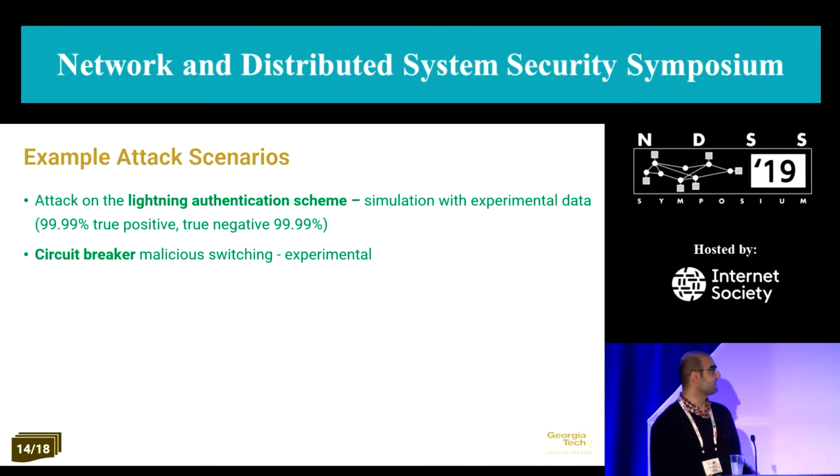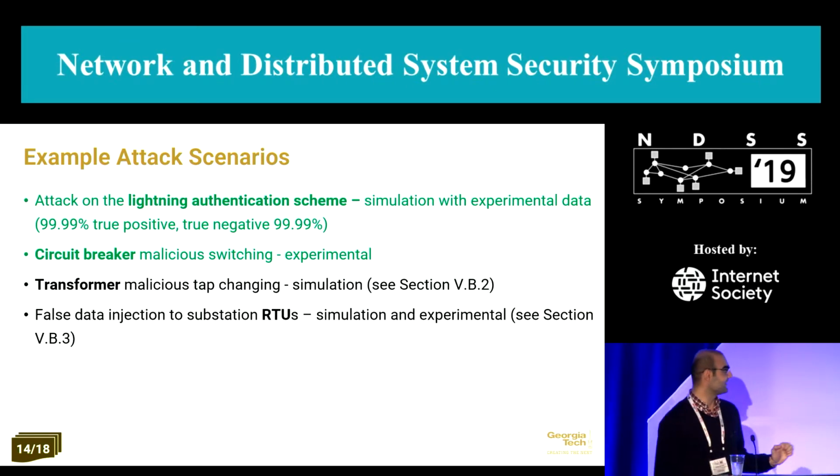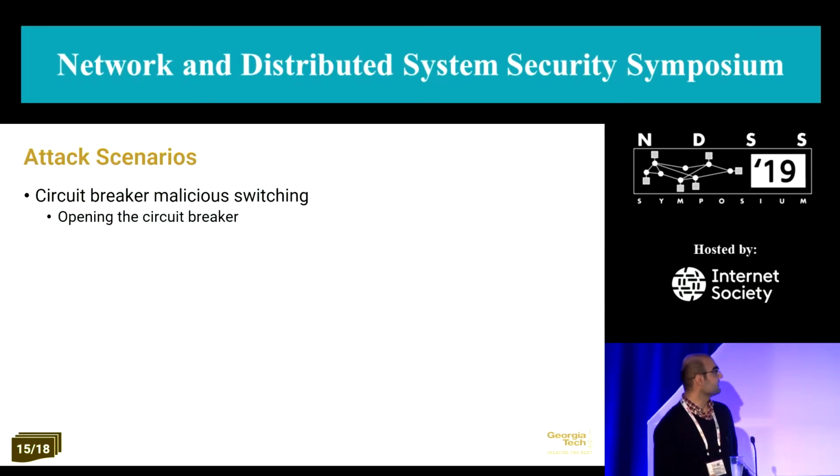We had experimental results for this, and there are a couple of other attacks. You can find them in the paper. We don't have time for them today. And I should mention that basically every attack that can affect the circuit current, we can detect with our algorithm. So let's take a look at the circuit breaker malicious switching.